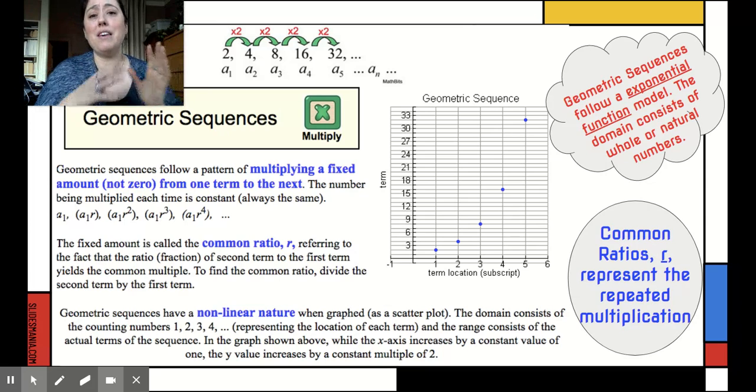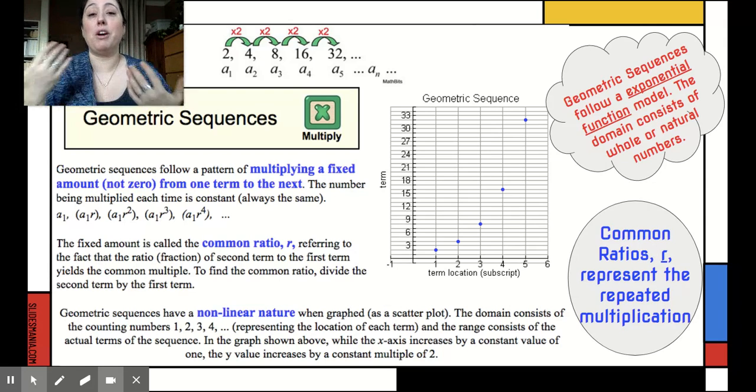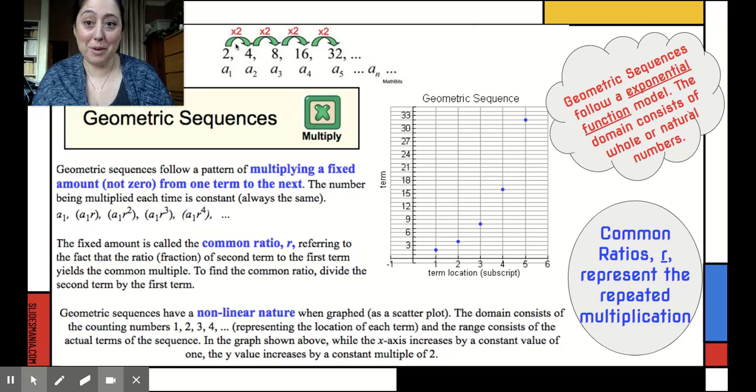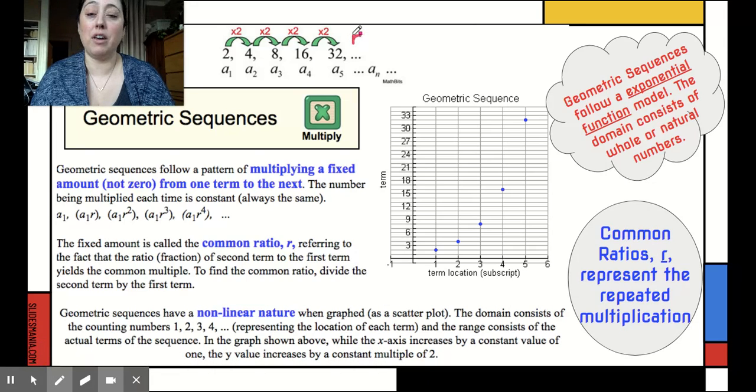So, in the same way that arithmetic sequences are part of the linear function family, geometric sequences are part of what we call the exponential function family. All right. And if you remember with exponential functions, and again, same with geometric sequences, we are repeatedly multiplying. And this repeated multiplication is what we call a common ratio. So in this example, the common ratio, the R value, would be equal to 2.